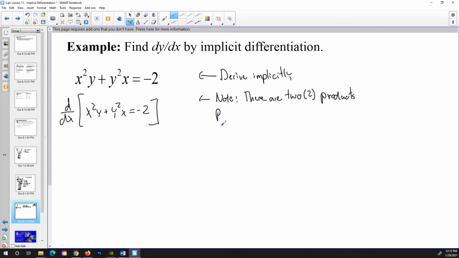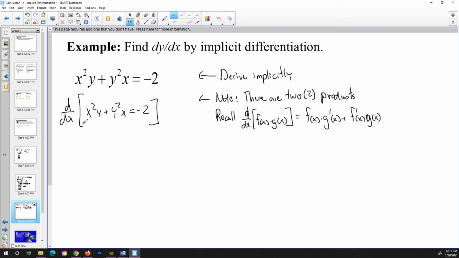So recall that the derivative with respect to x of f of x times g of x is equal to the first function left alone times the derivative of the second function plus the derivative of the first function times the second function left alone. So we have to do that twice.